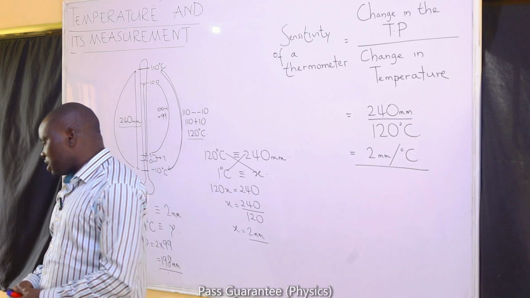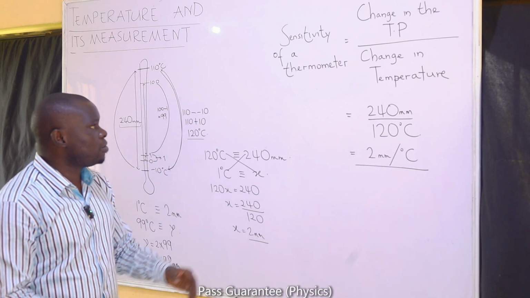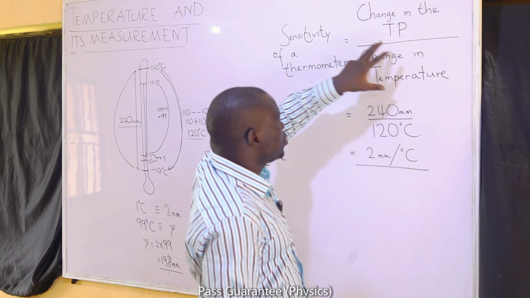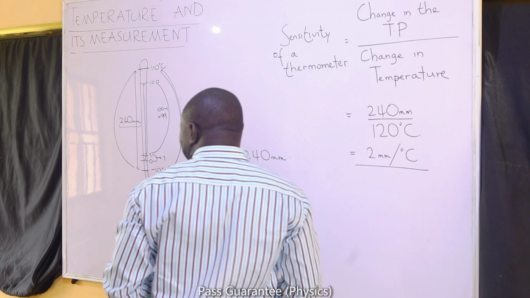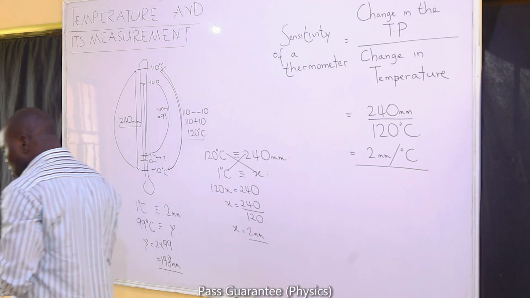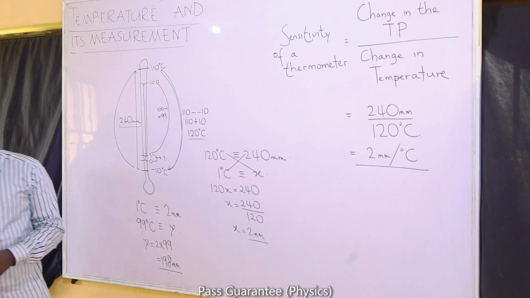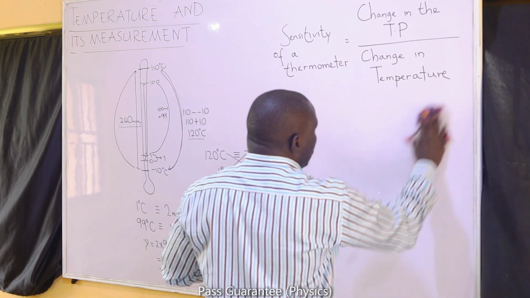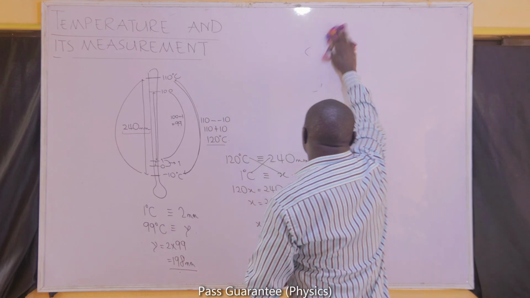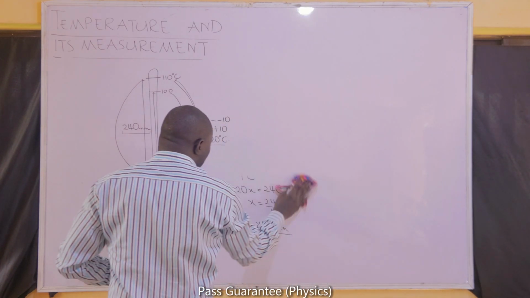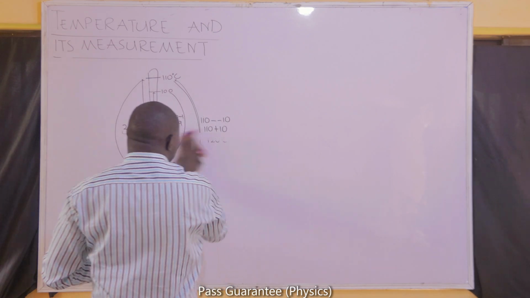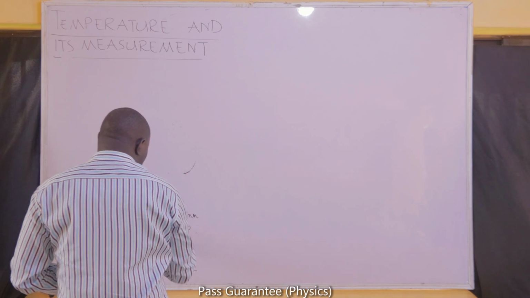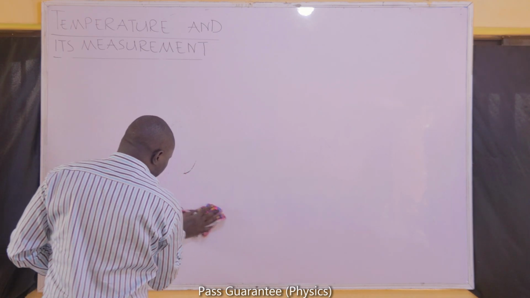So that is how to determine the sensitivity of a thermometer. Just divide the change in the thermometric property by the change in temperature, and you can use this for any type of thermometer that you have. So I think we'll put a stop to that for a liquid in glass thermometer. We'll quickly describe or discuss all other types of thermometer. I will try to look for questions to solve on each and every one of them.